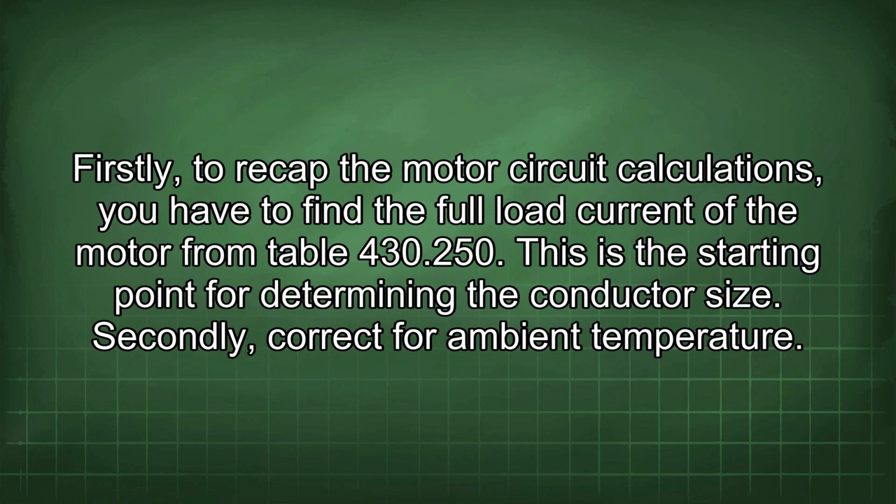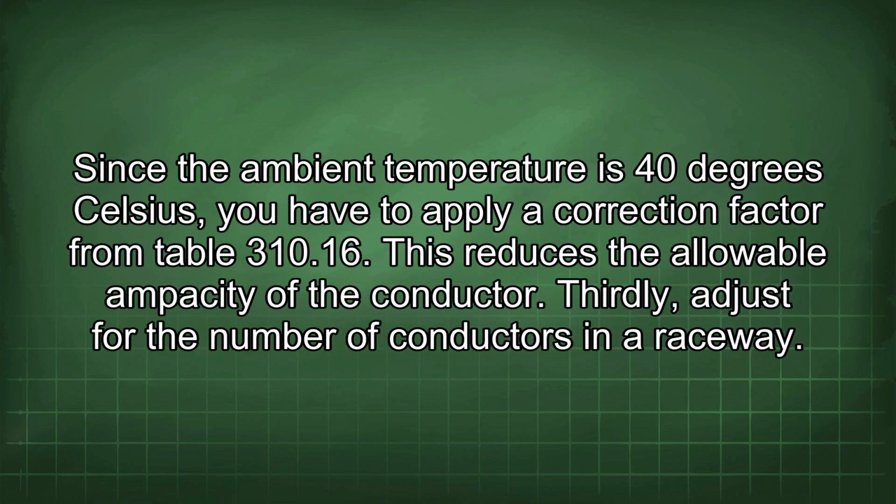Firstly, to recap the motor circuit calculations, you have to find the full load current of the motor from Table 430.250. This is the starting point for determining the conductor size. Secondly, correct for ambient temperature. Since the ambient temperature is 40 degrees Celsius, you have to apply a correction factor from Table 310.16. This reduces the allowable ampacity of the conductor.